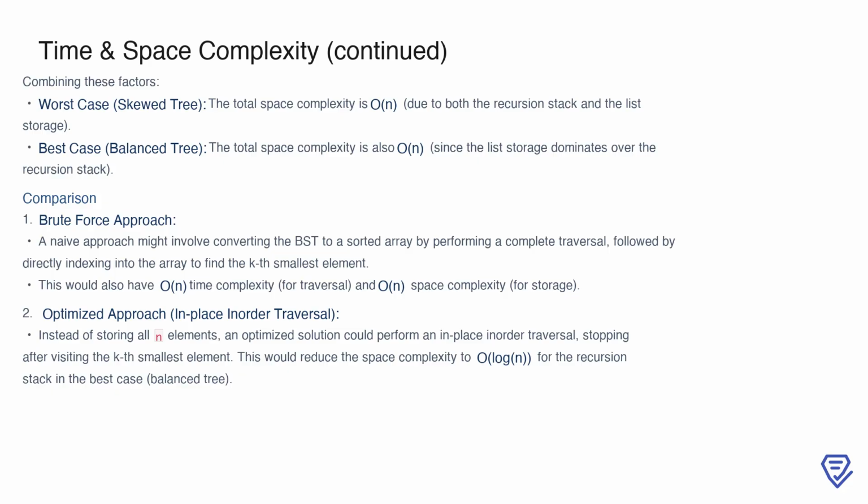A brute force method might involve performing a complete traversal of the BST to generate a sorted array and then indexing into it to find the kth smallest element. This approach would also have a time complexity of O(n) for the traversal and a space complexity of O(n) for the storage. However, an optimized approach could avoid storing all elements by performing an in-place inorder traversal, stopping after the kth smallest element is found. This would reduce the space complexity significantly to O(log n) in the best case, since you would only need the recursion stack without an additional list.